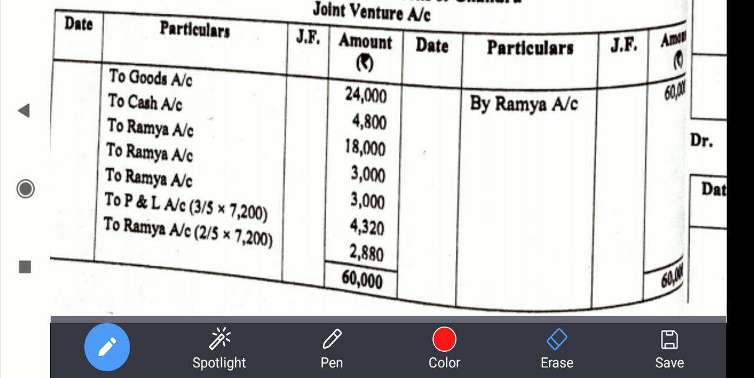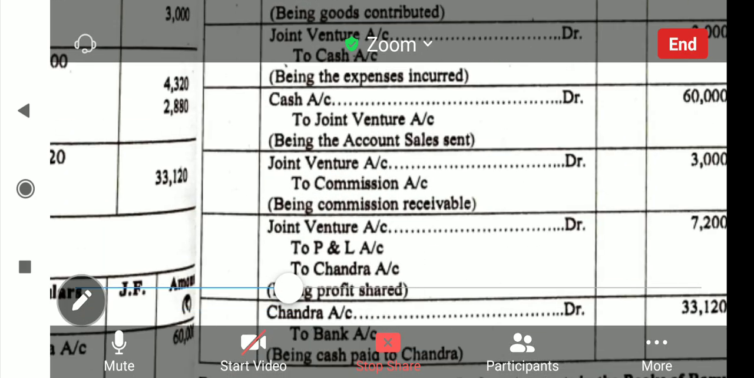Okay. So the next step is what? We have to write Ramya account. In the books of Chandra, we have to prepare two accounts. One is joint venture account, another one is Ramya account. But if you want to prepare the journal entries and ledger accounts in the books of Ramya, then we have to prepare another two accounts. That is the joint venture account and Chandra account. Okay. So let us prepare Ramya account.